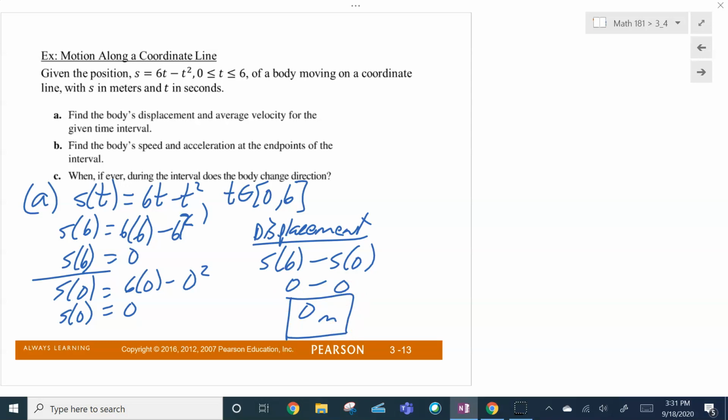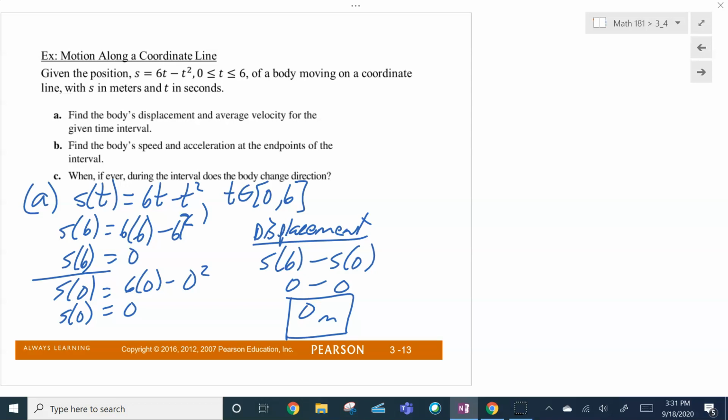Now, sometimes maybe let's say s of 6 was 10. Then it'd be 10 minus 0, right? The total displacement was 10 meters. So that's why you're finding the difference there. Or, you know, the displacement on an interval from 1 to 6, and you go s of 6 minus s of 1. So again, it's just the change in your positions over whatever interval they're asking for.